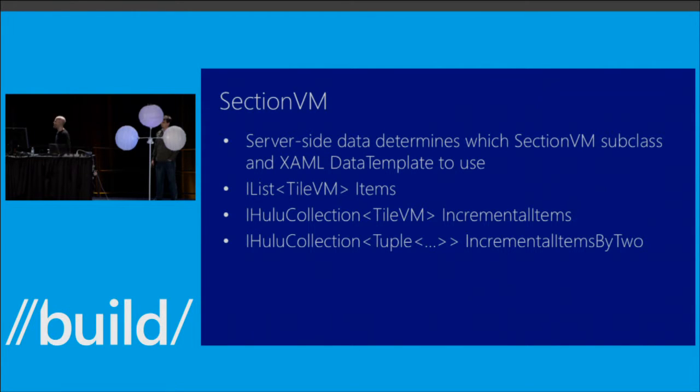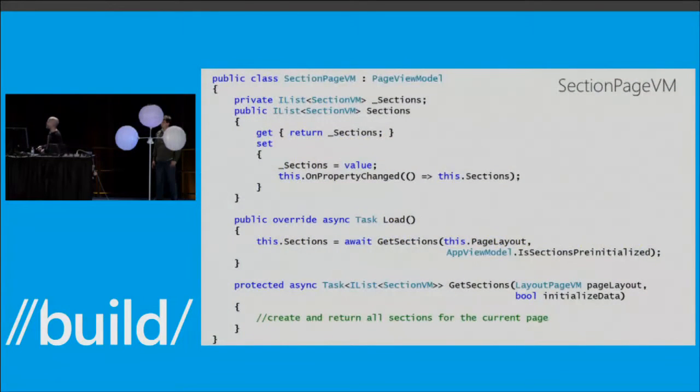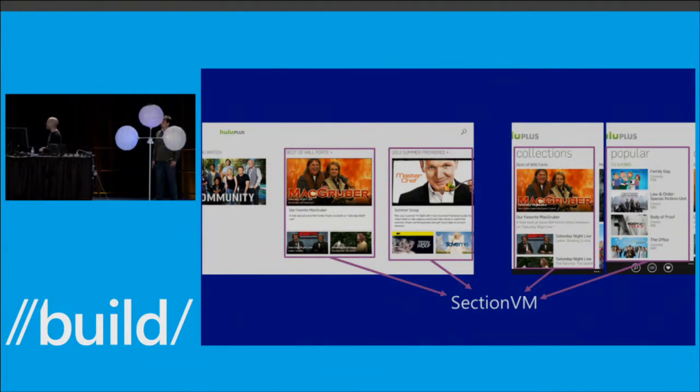So here we have a few different things. We have items, incremental items, and incremental items by 2. If you look at the Windows 8 application, our sections here are not infinitely scrollable. In this case with the McRubber thing, there are only 3 videos being displayed. We don't want to keep loading that infinitely. We want a very fixed number of tiles for that section. So in the case of IList items, that's going to be a list of 3 items for the Windows 8 view.